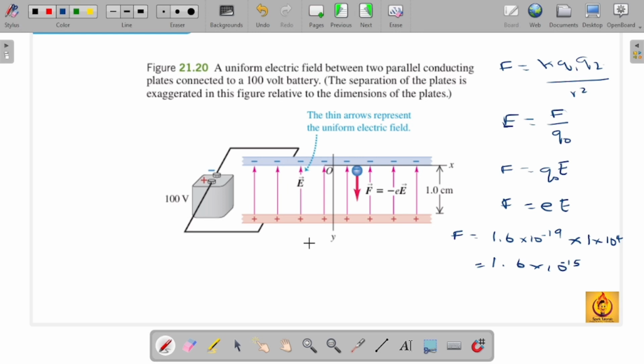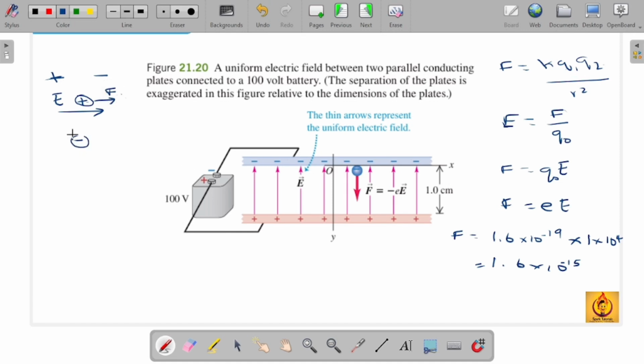Is this force positive or negative? Remember we said if you have an electric field, and then there's a positive charge in that electric field, the force on it is going to be positive because a positive charge moves in the direction of the electric field. Electric field is from positive to negative. So the positive charge is repelled by the positive, attracted by the negative. It moves in the direction of the electric field. So the force on it is positive.